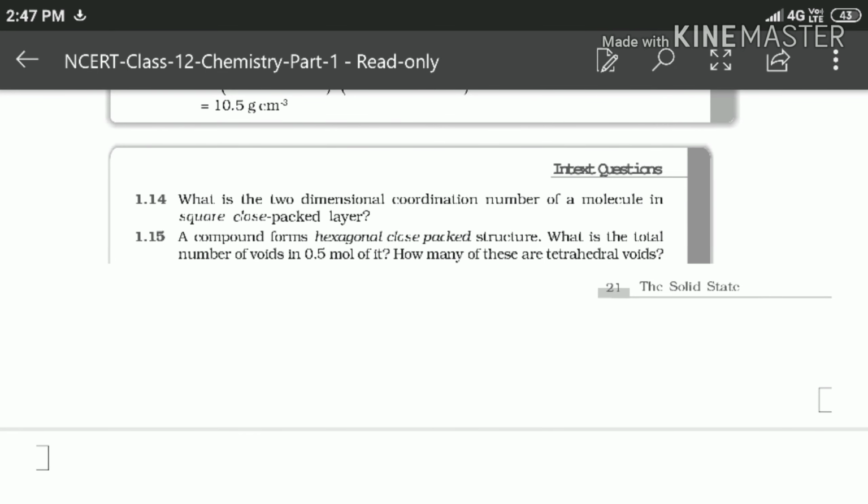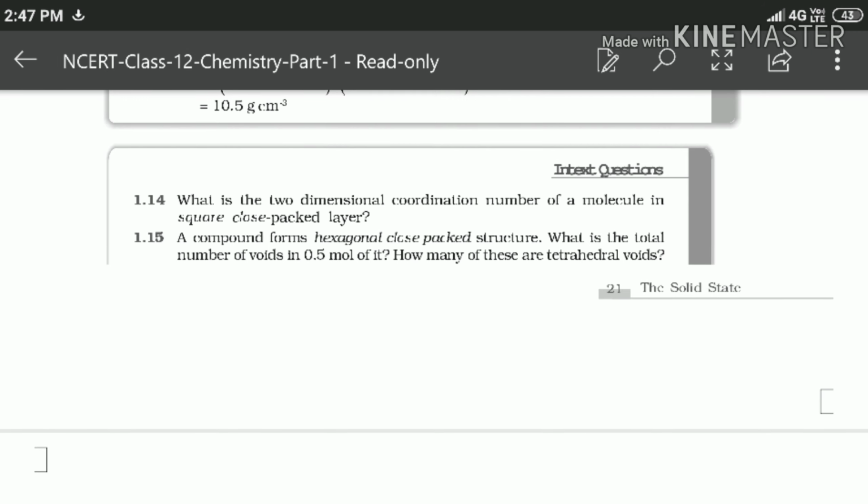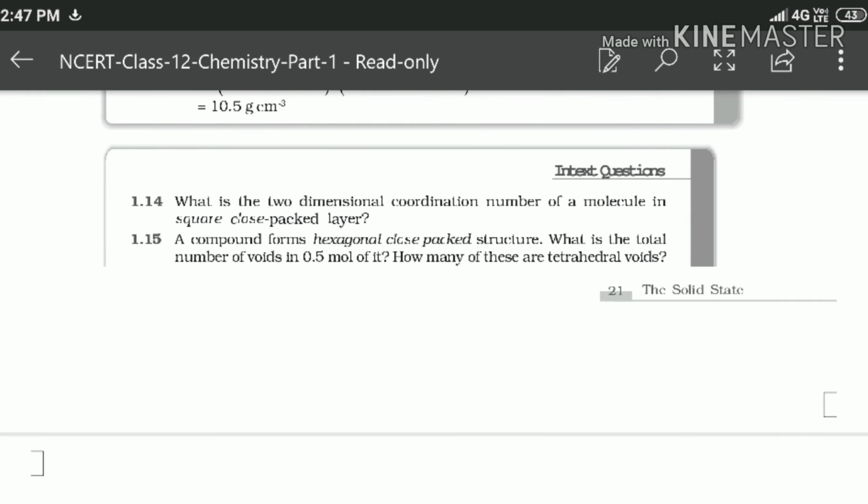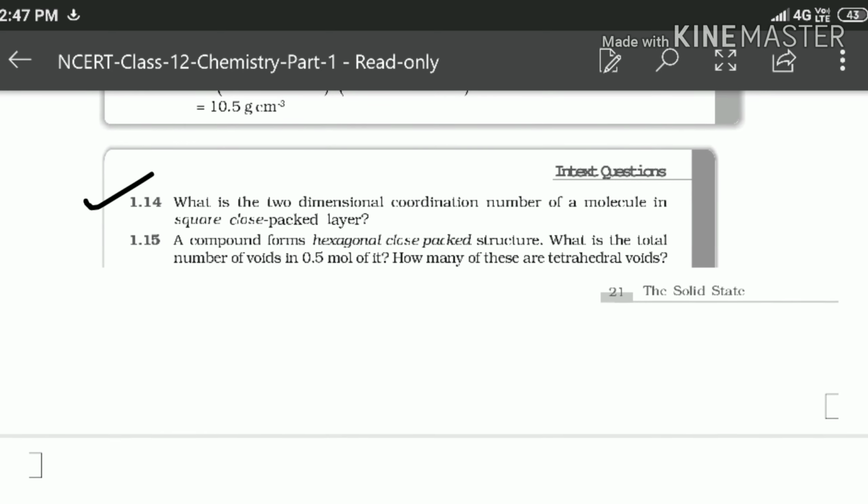Hello, this is another video for class 12 Intext questions of page number 21 and 22 for class 12th chemistry, first chapter Solid State. Let's begin with the first question. That is the 14th Intext question. What is the two-dimensional coordination number of a molecule in a square close packed layer?